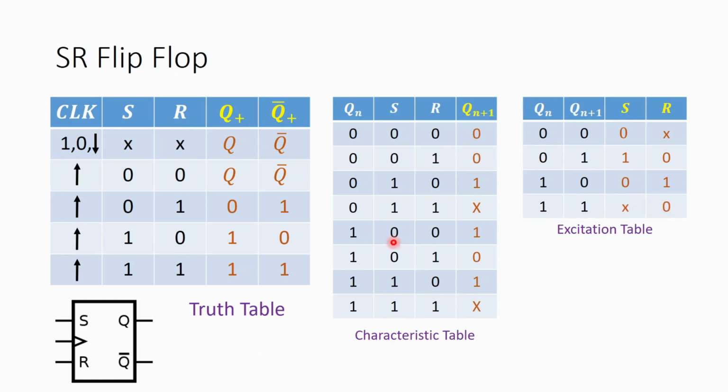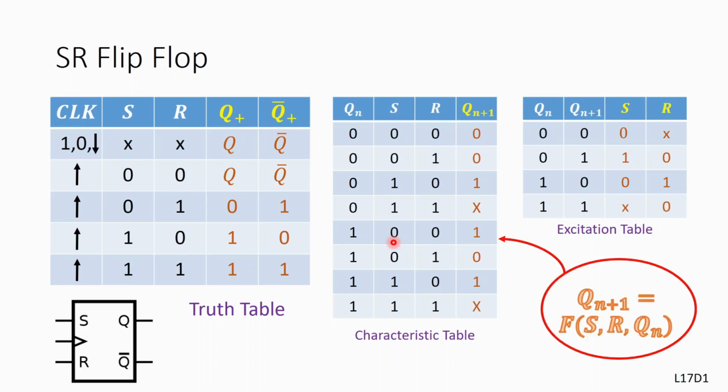From the characteristic table, there is something called the characteristic equation that you can formulate. The characteristic equation basically gives the next state depending on the present state and the present inputs. So it is a function of the present states and the present input. So you have to find out Qn plus 1 based on S, R and Qn. So you basically have a table in front of you and you have to solve for the expression.